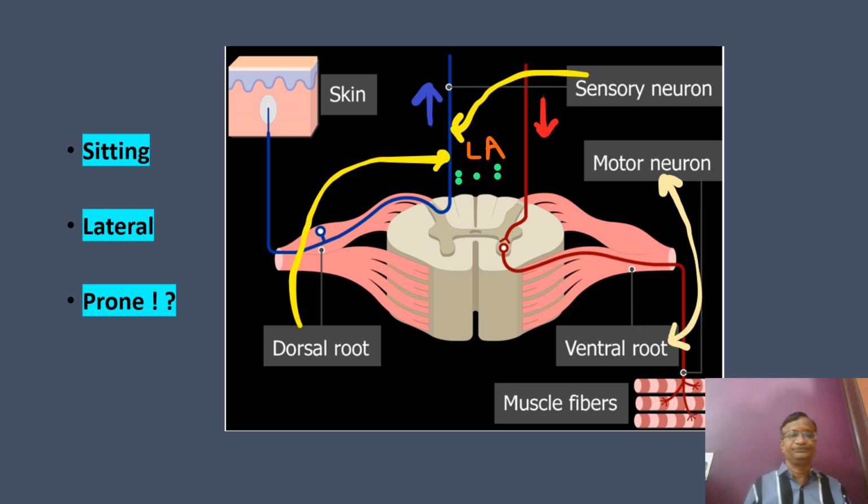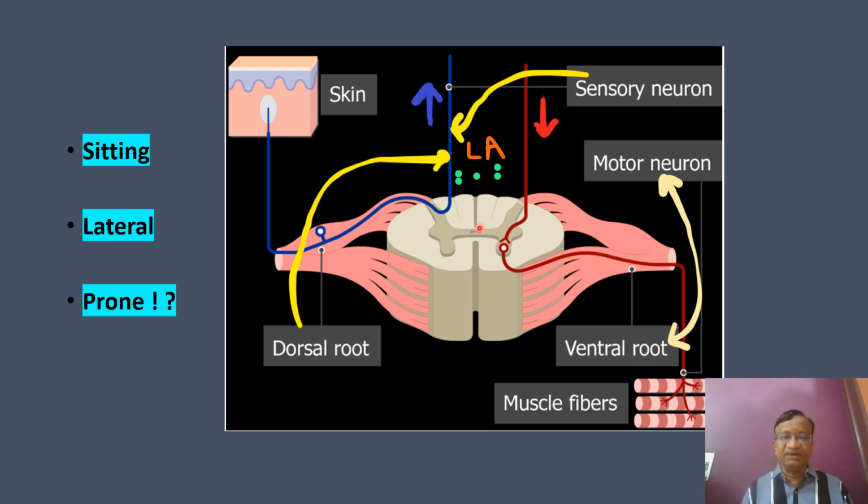Here you see, this is the dorsal nerve root ganglia. This is the ventral. This is motor, this is sensory. Now you are dropping the local anesthetic and it is isobaric.